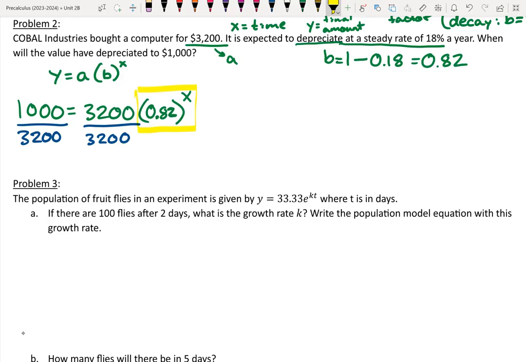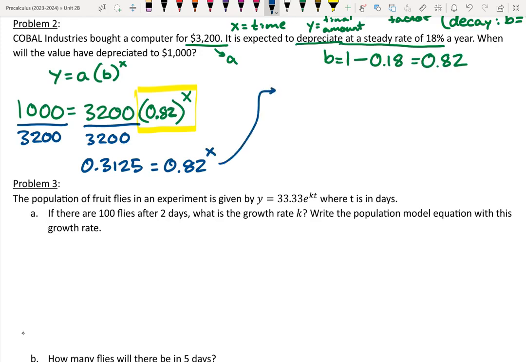And if we divide, that should give us, is that 0.3125? Does everybody agree with that? 0.3125 equals 0.82 to the x. Does that sound right? Okay.